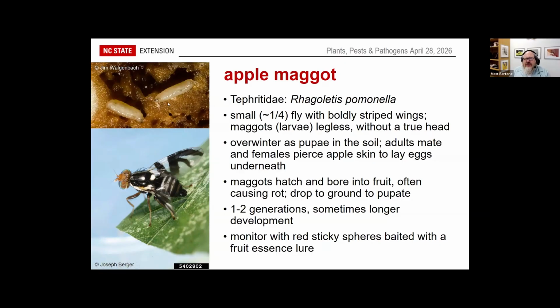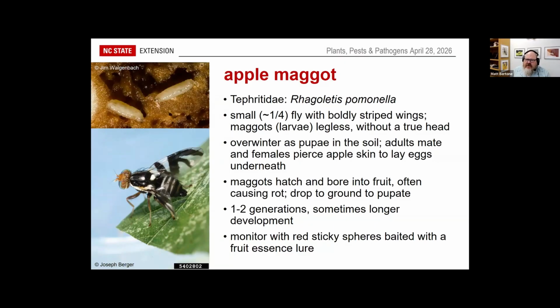Larvae are maggots, so they're legless and headless. They basically just have some mouth hooks at the front. They've got a blunt tip of the abdomen, but otherwise they're a typical maggot. So they overwinter as pupae in the soil. When they emerge in the spring, the adults mate and the females pierce the apple skin to lay eggs underneath. Then the maggot hatches and it bores into the fruit, often causing rot. There's some bacteria and microorganisms associated. This may actually help the maggots feed, but also obviously is not something you want in an apple. And then afterward, they will bore out, drop to the ground, and pupate again.